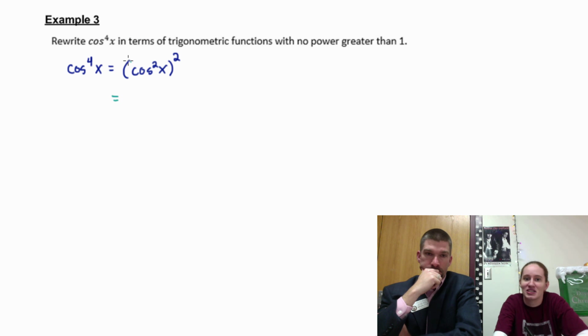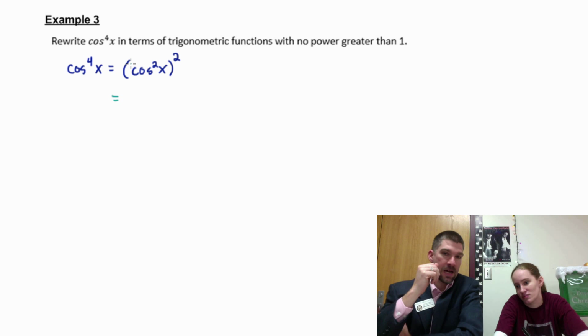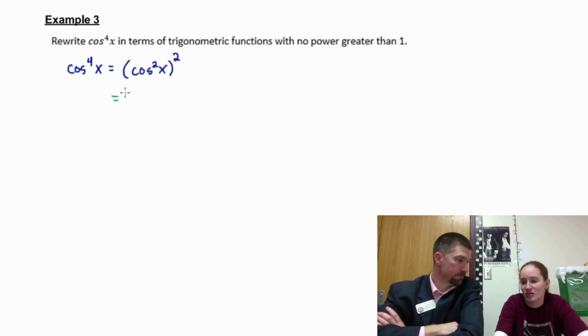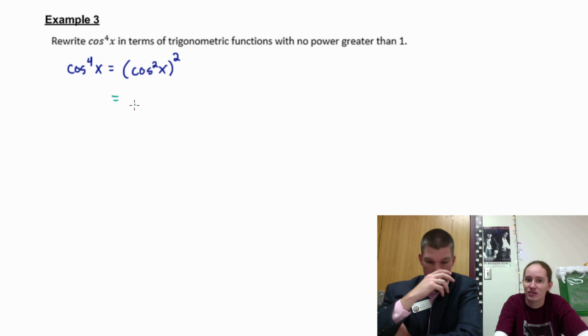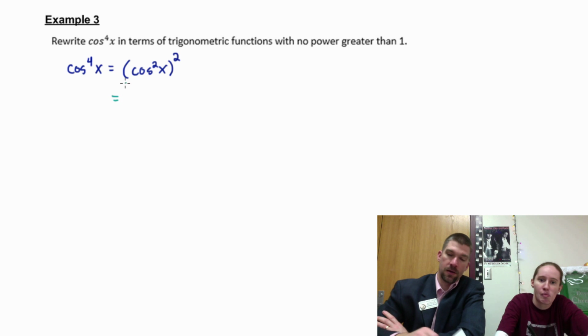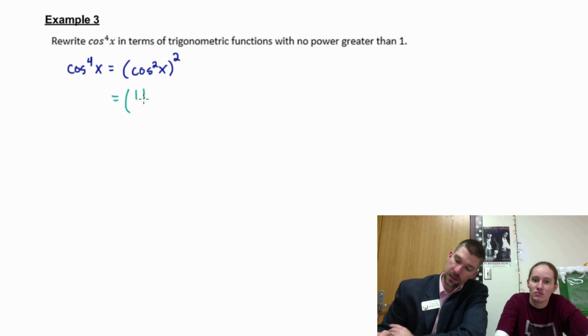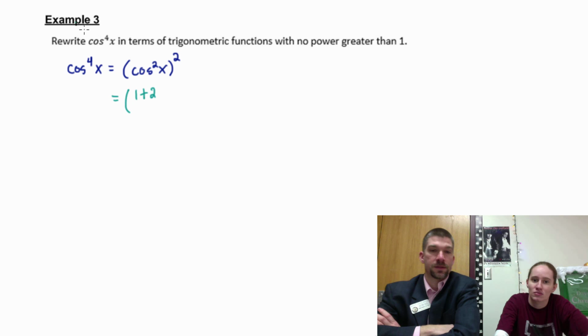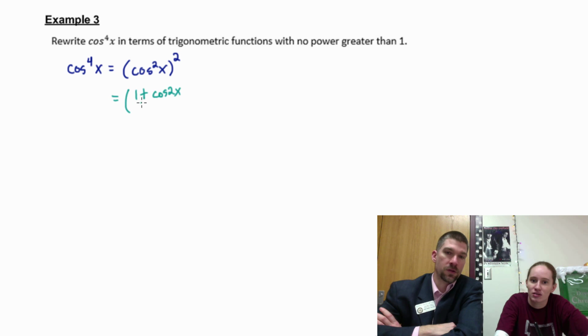So what do we want to change cosine squared into? Something that doesn't have a squared in it. Oh, wait, this doesn't have multiple things. I was thinking of the other identities. Oh, okay. Cosine squared is 1 plus cosine 2u over 2. Yeah, 1 plus cosine 2x over 2, squared. So right, let's square that, shall we?